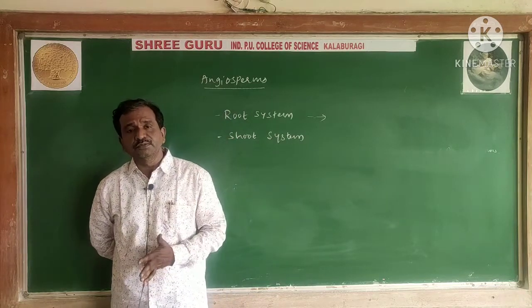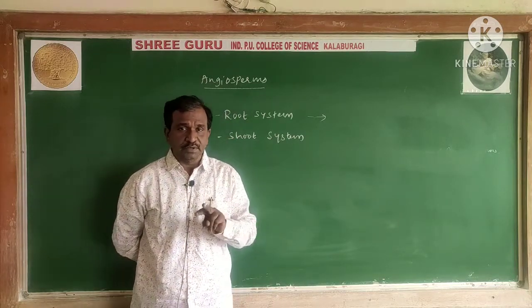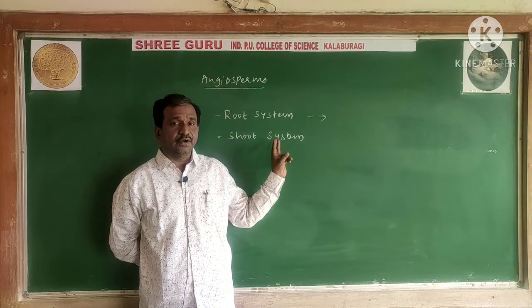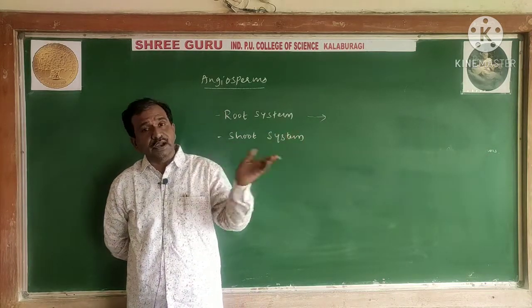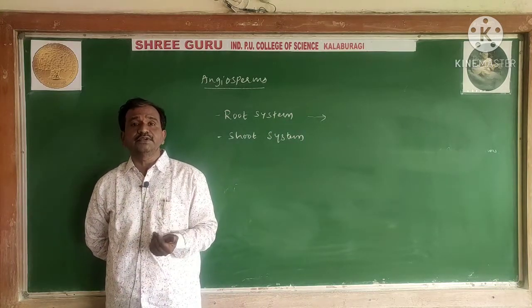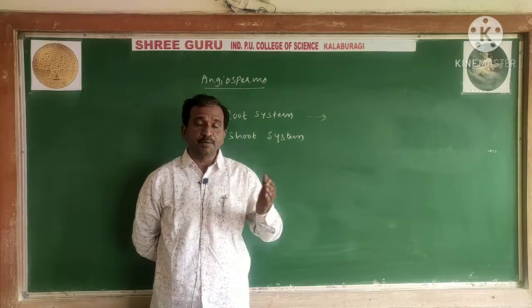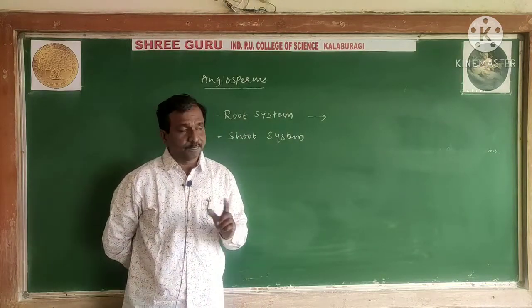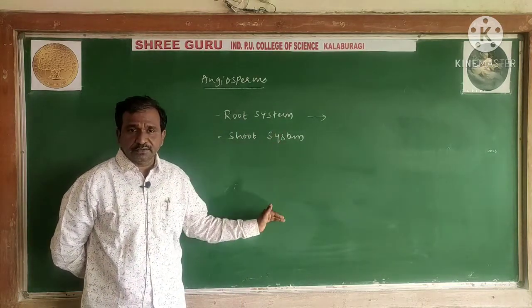I think you might have observed the difference between them. Now you can see that we have studied dicot and monocot, different types of plants, dicot plants and monocot plants, like the taproot system and fibrous root system, all those things you might have observed. The same characters come here.